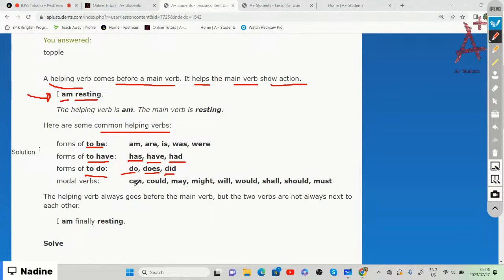Then we have modal verbs, right? We have modal verbs. And the modal verbs are can, could, may, might, will, would, shall, should, must. And these are our modal verbs, which is can, could, may, might, will, would, shall, should, must.